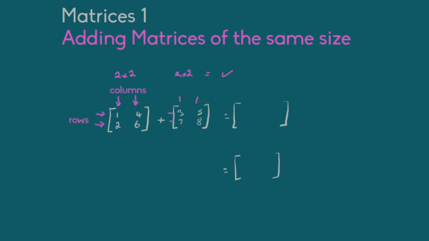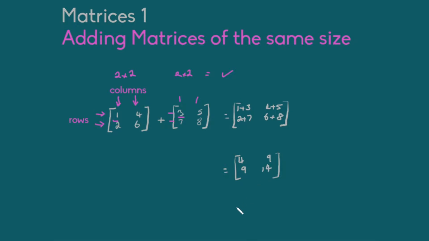So if we do have 2 matrices of the same dimensions, then adding them is really simple. You just add the corresponding spaces in each matrix. In this case, we're going to have 1 plus 3 in the top left corner, 4 plus 5 in the top right corner, 2 plus 7 in the bottom left, and 6 plus 8 in the bottom right. What that's going to give us in the end is 4, 9, 9, and 14 in the 4 corners of our matrix.